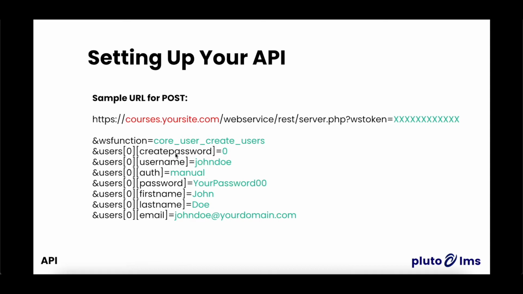And in this example, we're just going to create this user manually. So we're going to use that function. We're going to give that user a username, manual authentication, a random password, John Doe, and then their email address.